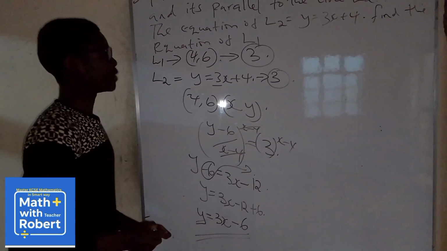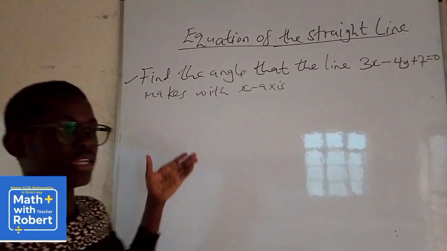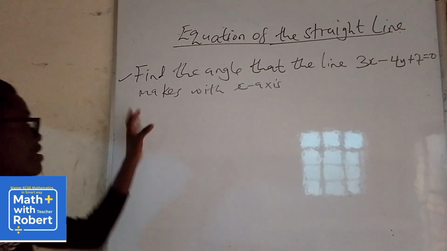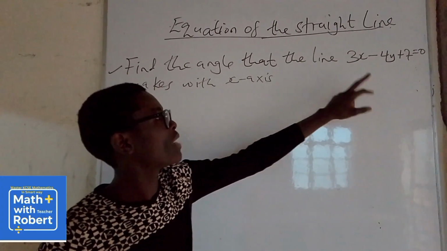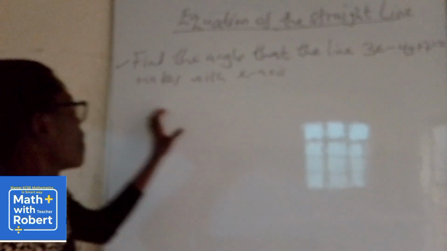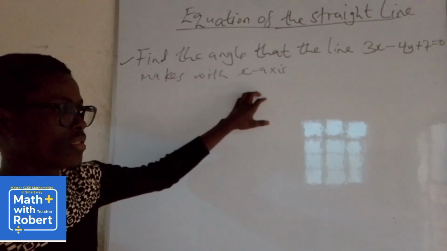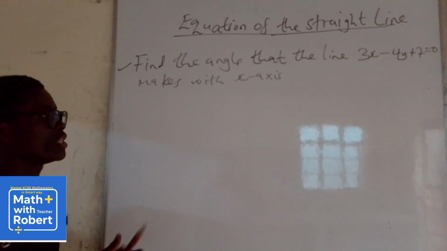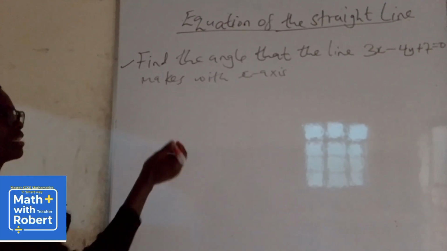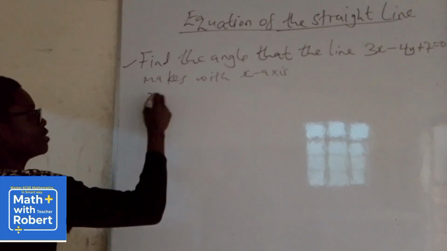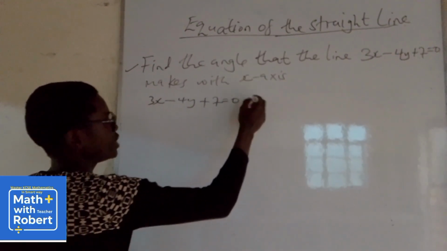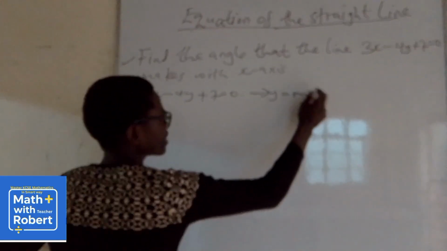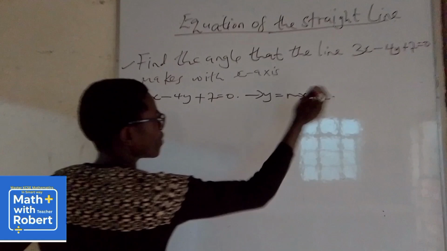That is how we do it. Let's work out this question. Find the angle that the line 3x minus 4y plus 7 is equal to 0 makes with the x-axis. This is simple. What we need to do is this: first, you change the equation 3x minus 4y plus 7 is equal to 0 into y is equal to mx plus c. That is step 1.